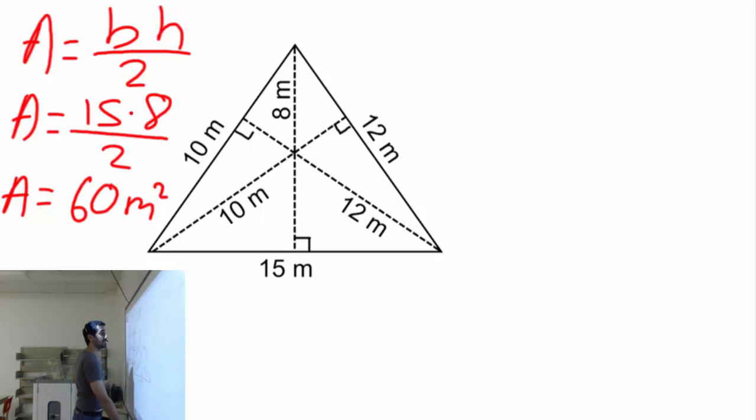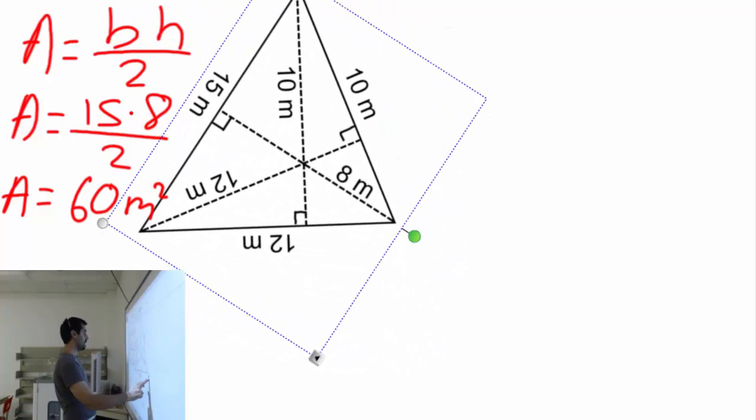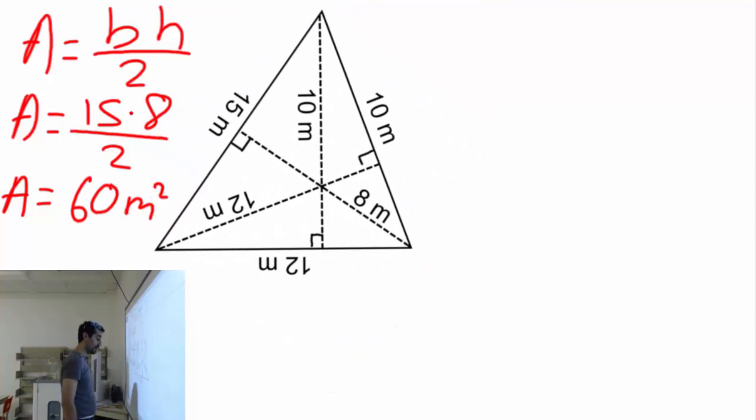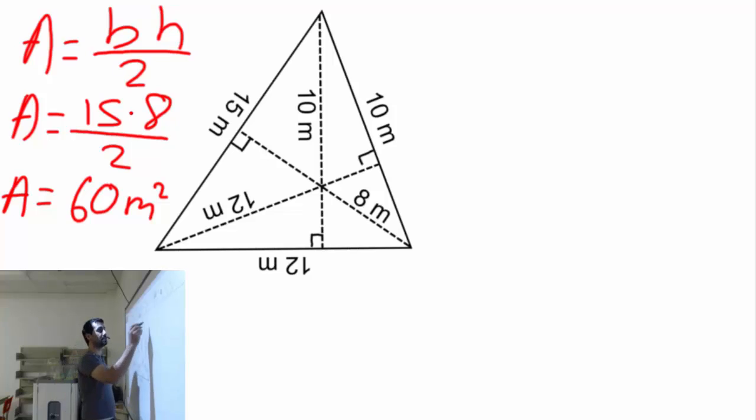And another way is, I'm going to turn this triangle like that. So now my base has changed. Now this is the base, which is 12. That is the height that belongs to the base I just chose, which is 10. So those are the numbers I'm going to use, 12 and 10. So now let's go ahead and practice that.